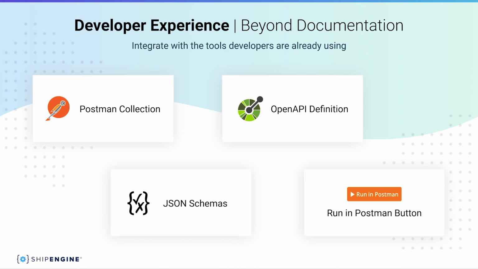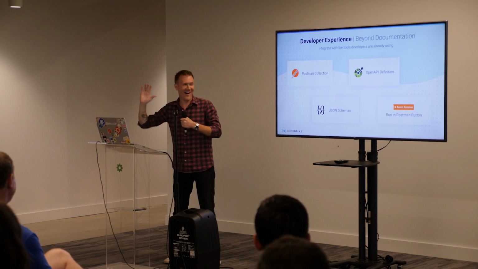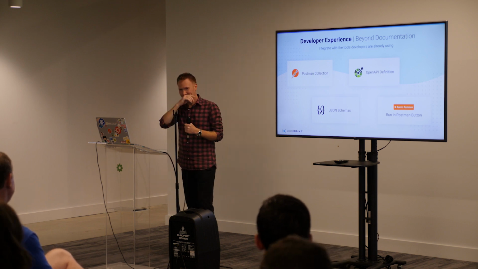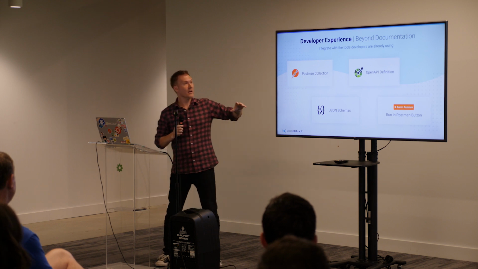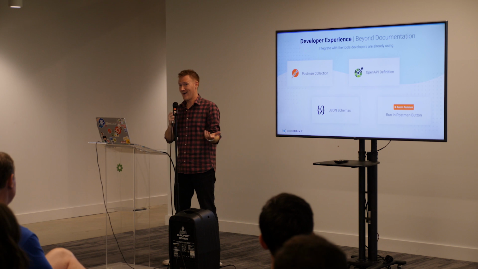And then the final one that I have there is the Run in Postman button. And you're wondering, well, that's the same thing as a Postman collection. Does anyone in here know what a Run in Postman button is? Oh, I'm about to give you guys some awesome knowledge. OK, so Postman has this feature called the Run in Postman button. You could just take a Postman collection, export it as a JSON file, and then provide a link to download that JSON file in your docs.